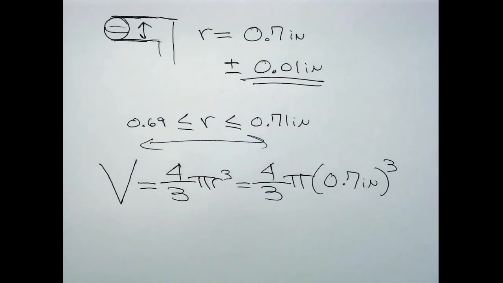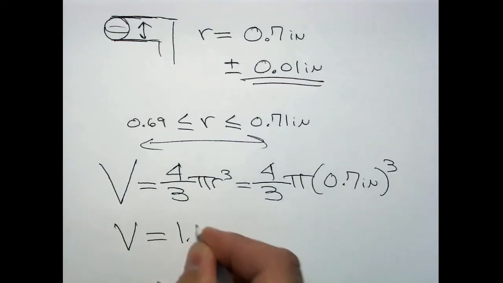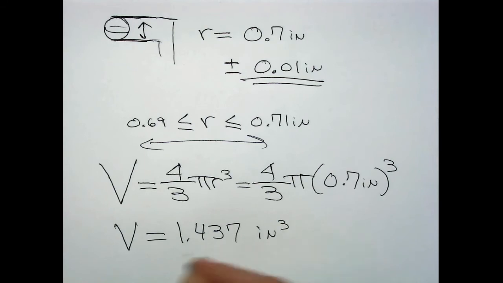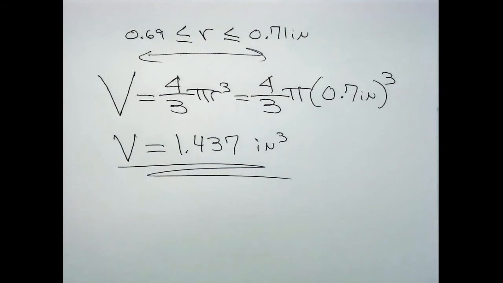So let me do that calculation for you here and find out what the volume of this sphere actually is. 4/3 multiplied by pi multiplied by 0.7 cubed. So I'm picking up a volume that is 1.437 cubic inches. Now, I've decided to actually do this without calculus first.